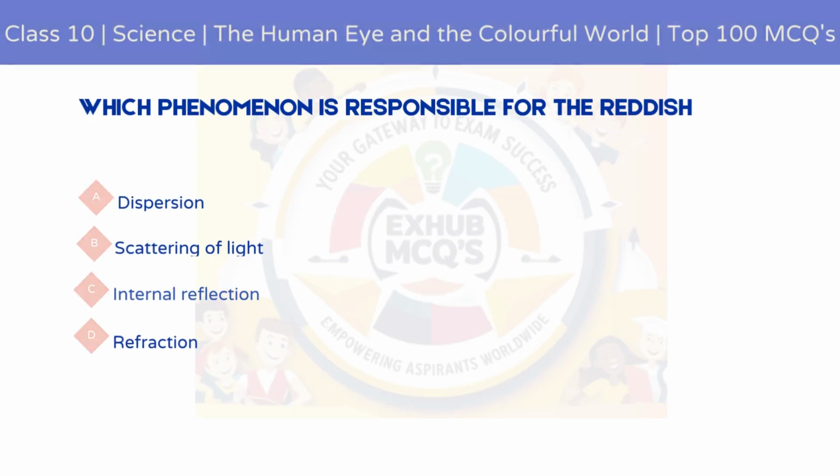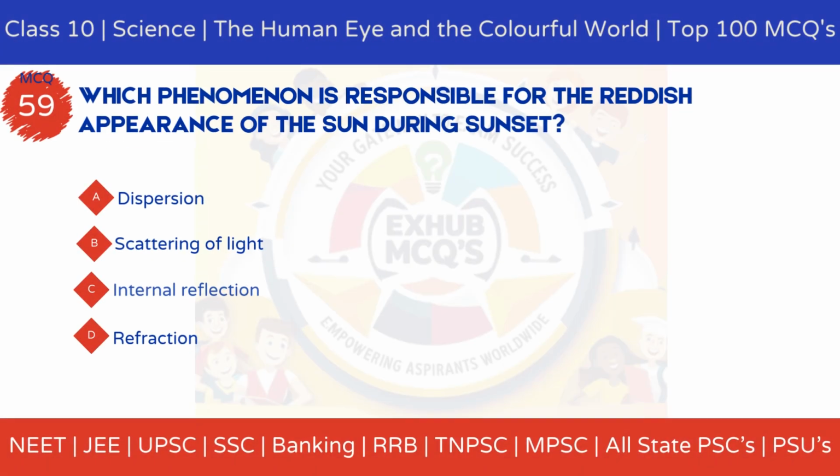MC 59. Which phenomenon is responsible for the reddish appearance of the sun during sunset? Option A, dispersion. Option B, scattering of light. Option C, internal reflection. Option D, refraction.